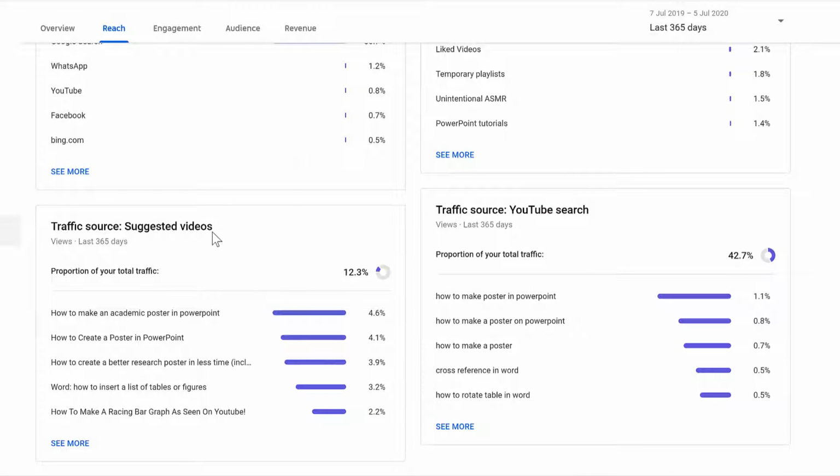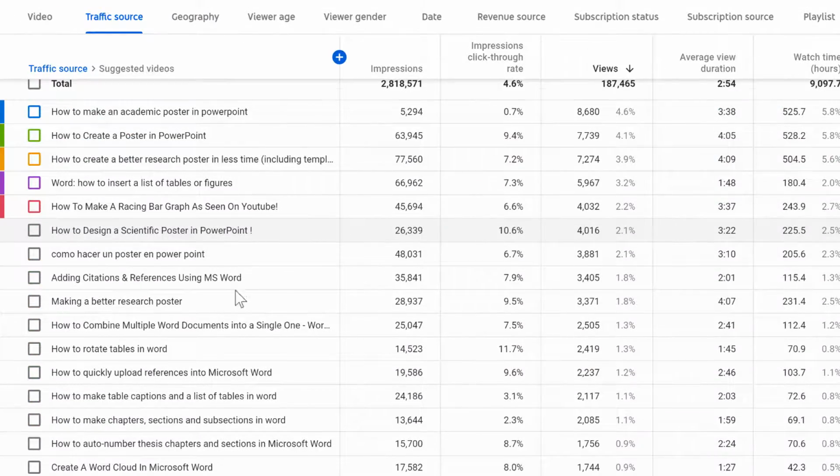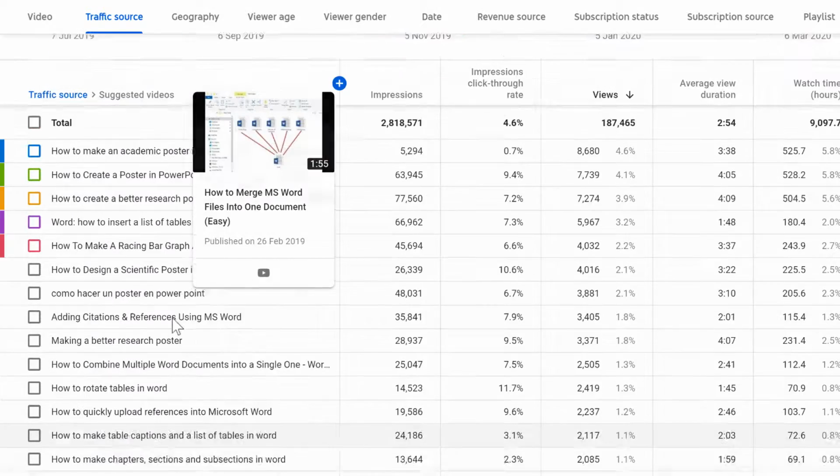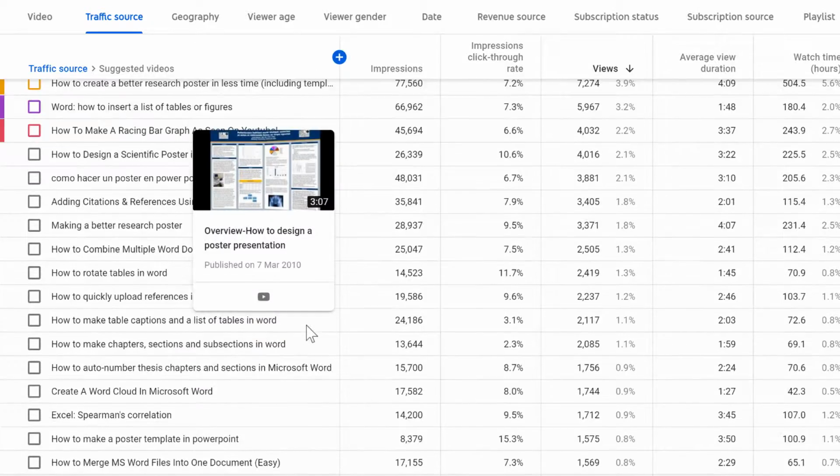Then we also have suggested videos, which makes up about 12% of my views. This is when people are watching a video, my video then appears in the recommended videos at the side of the screen, and people click on my video. And so these are the videos people were watching that led them to one of my videos. And if I click see more, we can see more videos as well. And these are all also related to PowerPoint and Word and Excel.